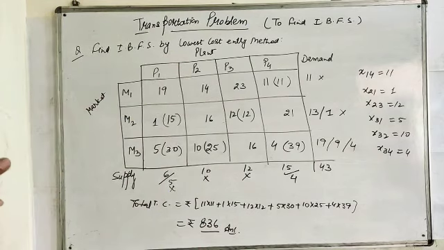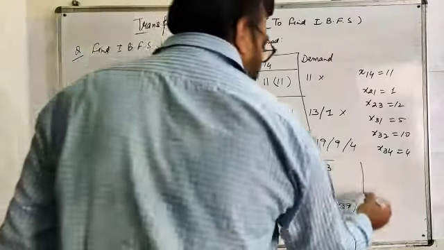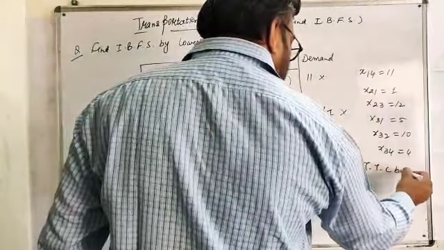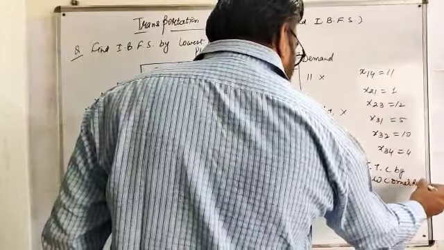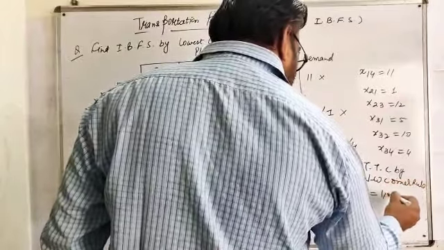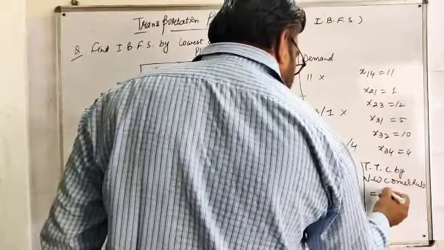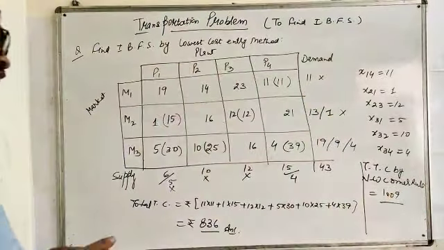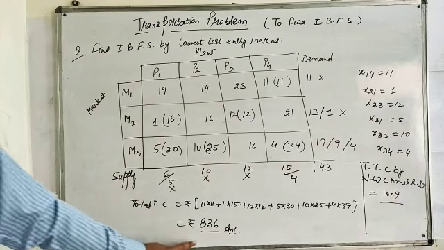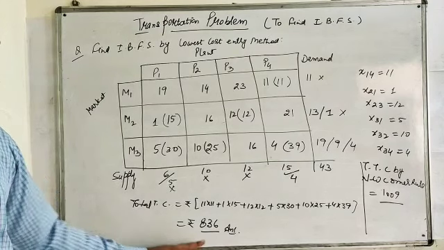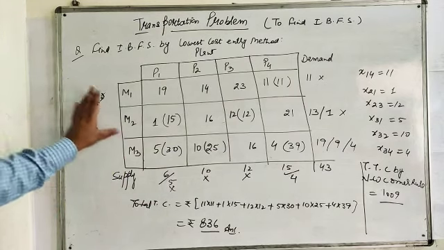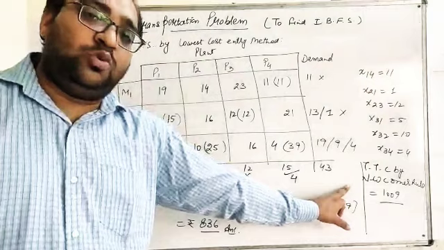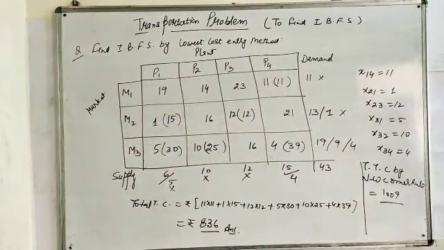Now see, the total transportation cost by the northwest corner rule was 1009, and the total transportation cost by this method is 836. So this method is more effective than the northwest corner rule. Hope you understand the content of this lecture.